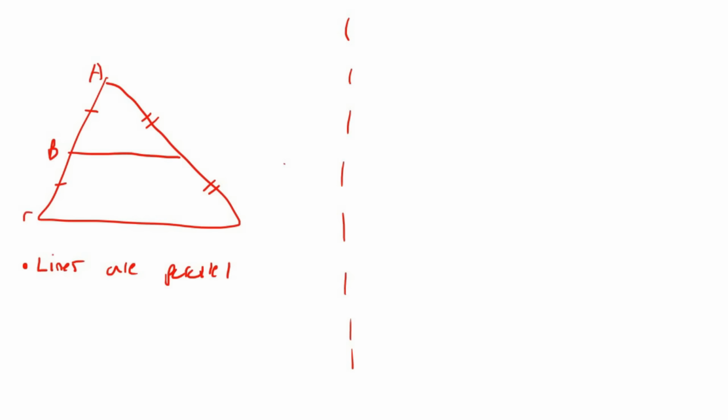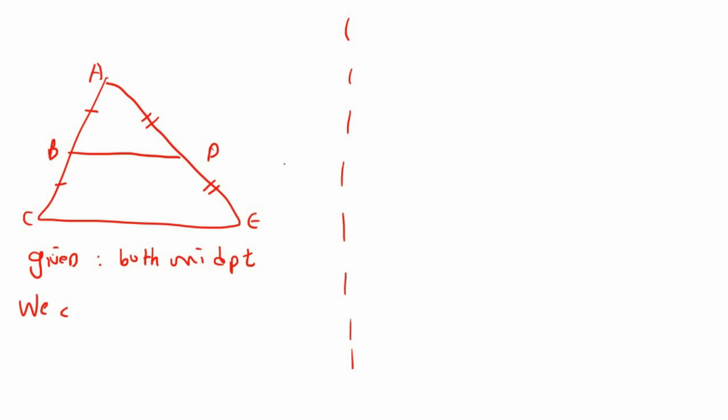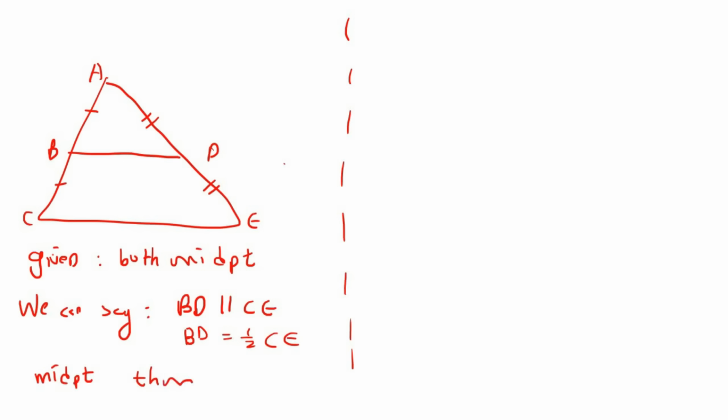So let's rather say here. Okay, so in this one we were given the midpoints. See that? We were given both midpoints. So then from that we can say that BD is parallel to CE and BD is half of CE. Okay? And this one you just say midpoint theorem. That's the normal way around.